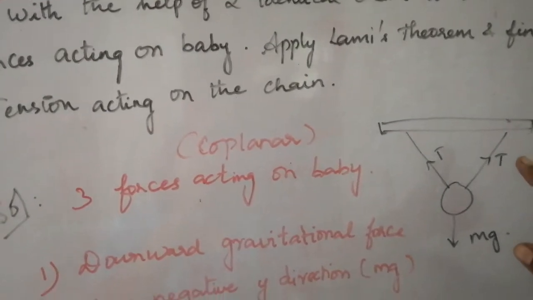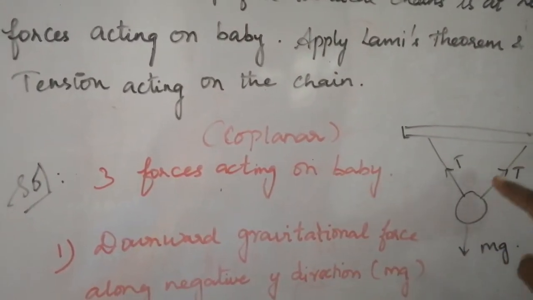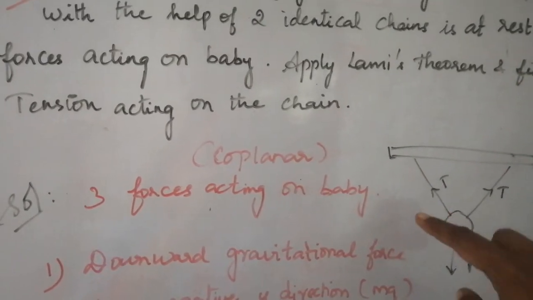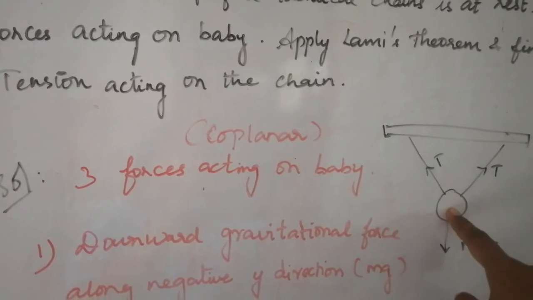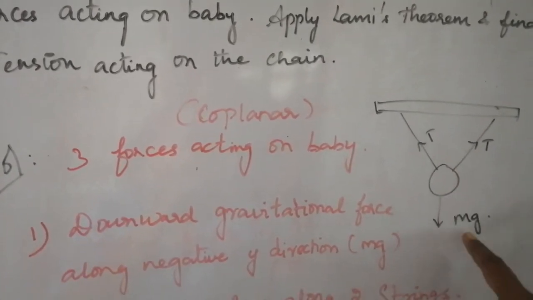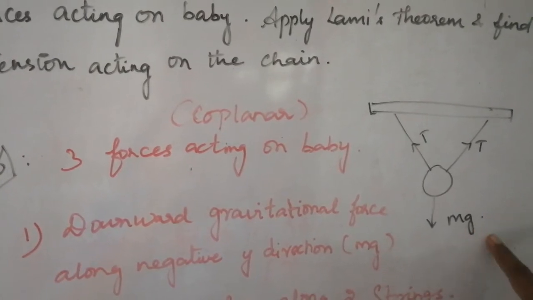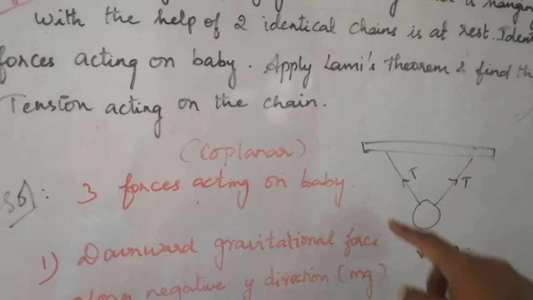So let me consider this one as the swing where the baby sits, and these are the chains where the tension force is acting. So you have two tension forces. Obviously on the baby, you will be having one gravitational force, which is in the downward direction, and it is equal to mass into acceleration due to gravity, mg. So you have in total three forces.